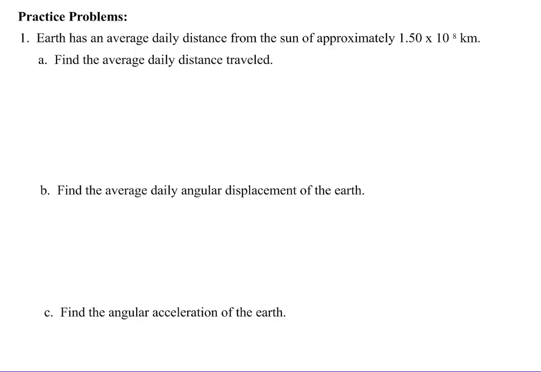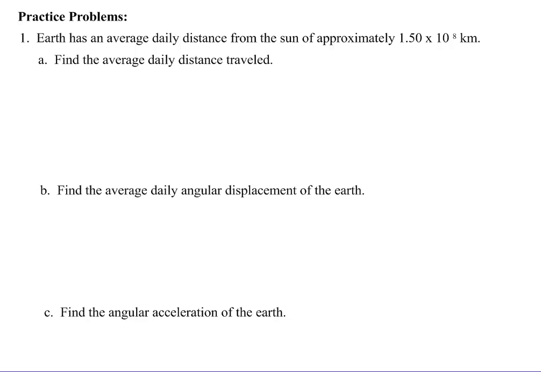So let's look at some practice problems using this information. We have the Earth averaging 1.5 times 10 to the 8th kilometers from the Sun. So we would consider that the radius of the Earth's orbit around the Sun. We're going to treat it as a circle, even though it isn't. And we want to find the average daily distance the Earth travels.